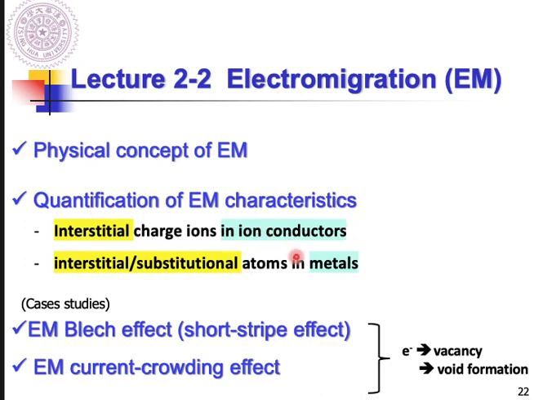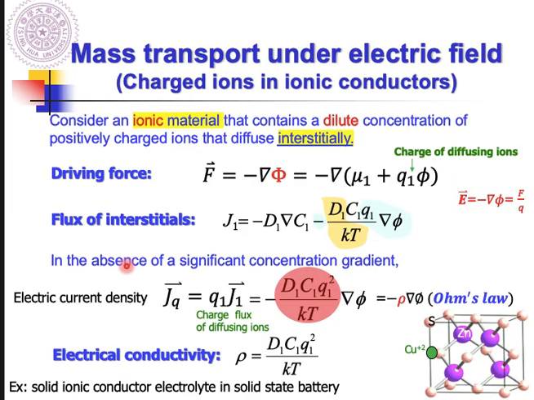Based on different material systems, we classify into two cases. The first one is ionic materials with interstitial charged ions, and the second one is metal materials with interstitial atoms inside. How to quantitatively describe the atomic flux of these interstitials in our material will be explained and introduced in the following slides.